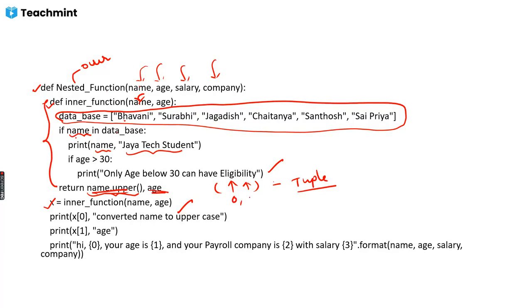This is the zeroth index. This is the first index. So at the zeroth index, Surabhi is there in this database. So name dot upper means Surabhi will be converted entirely into upper case, and we are getting the age, yes, since the age is 22, it is not greater than 30. So all the parameters I'm bringing and printing here.